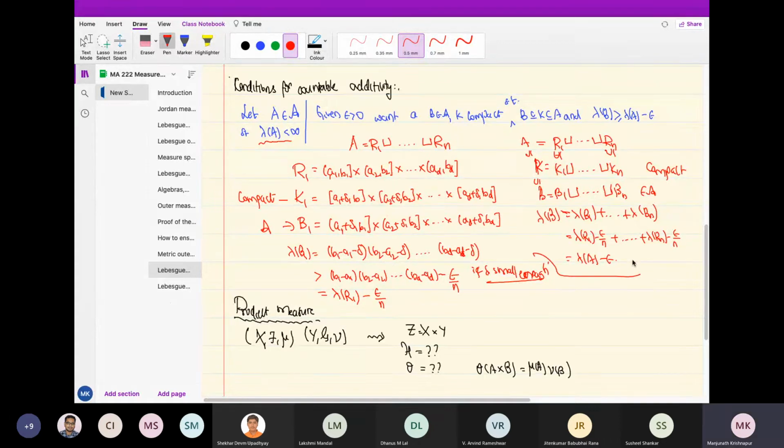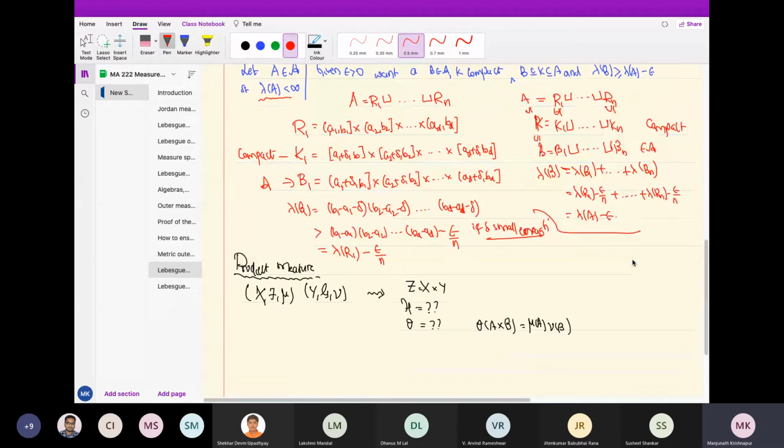It's very easy. There is nothing to write. It's very easy to see that I can just make it slightly smaller and make all things compact and so on. That's how you verify this condition. There was another condition: what happens when A has infinite measure, but that is even more easy.